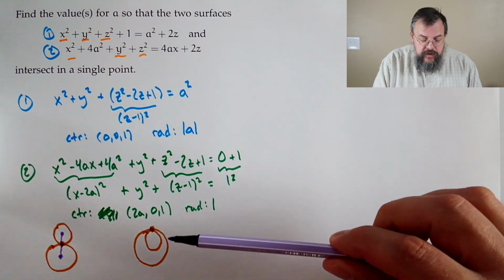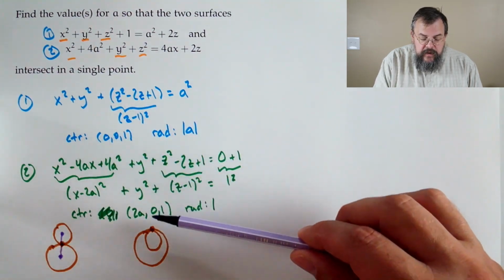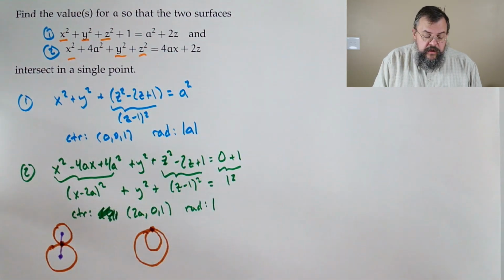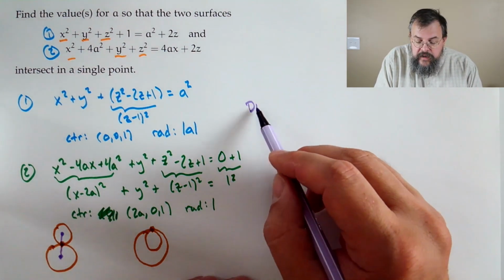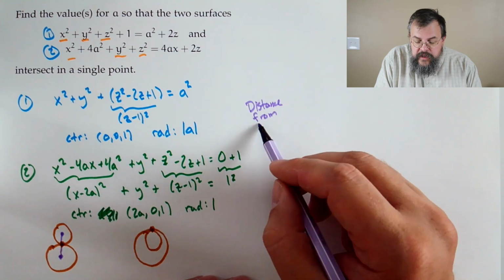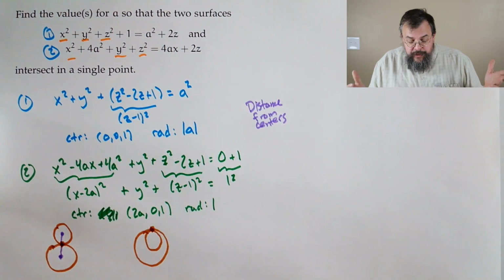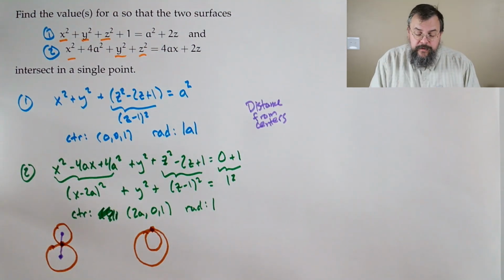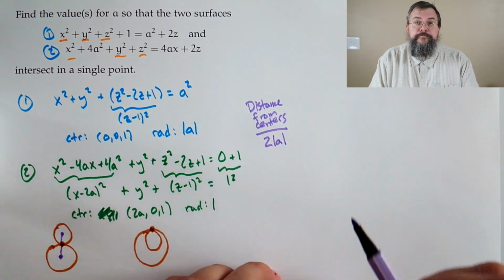So if we think about our distance, well, what is our distance? We see, okay, the z coordinates and the y coordinates are the same. So our distance between centers, we'll make a little note here, distance from our centers is going to be what? Well, it's going to be the square root of 2a quantity squared, and so it's 2 absolute value of a. Okay.